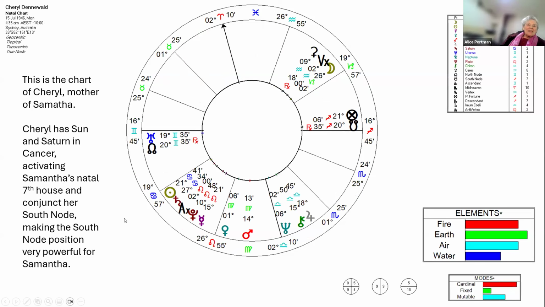Now, Cheryl's got a Sun and Saturn in Cancer, which activates Samantha's natal 7th house and is conjunct Samantha's South Node. You will often have the nodal axis activated in families, yeah? And this increases the power of Samantha's South Node because it's activated by a mother. It's a very powerful placement.